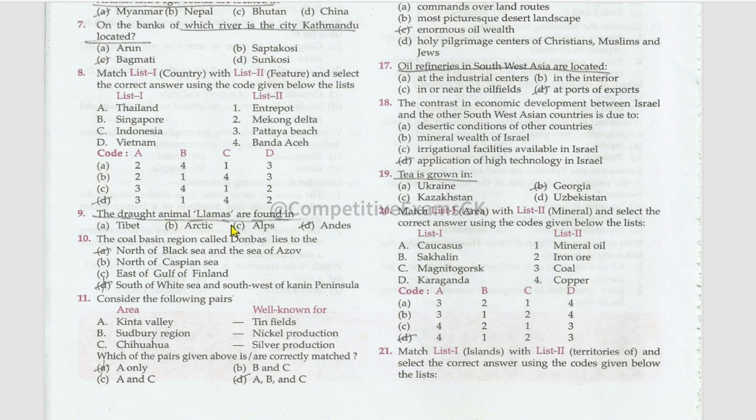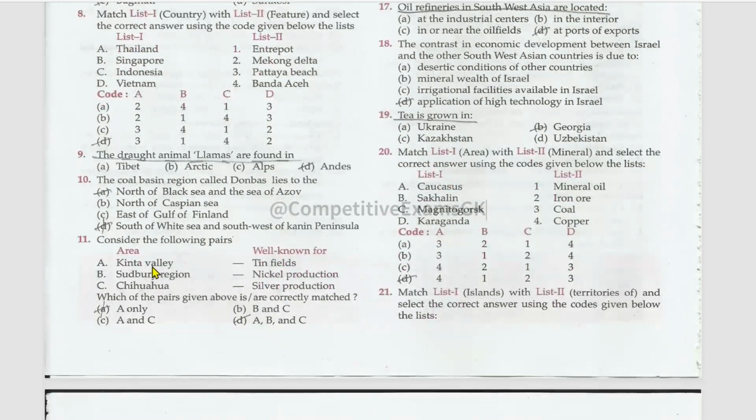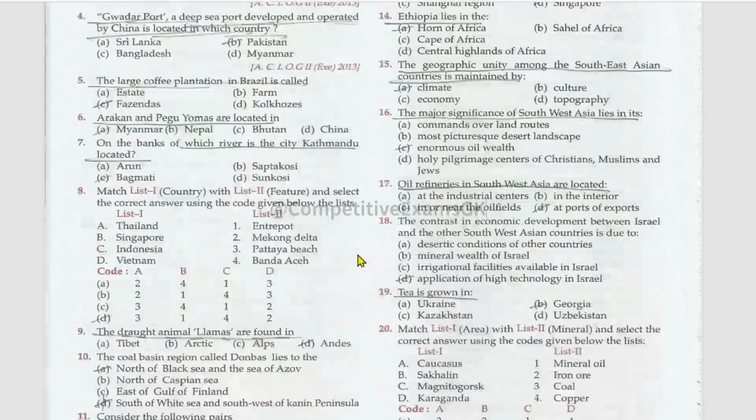The draught animal llamas are found in Andes. The coal basin region called Donbass lies to the north of Black Sea and Sea of Azov. Consider the following pairs. Which of the following pairs are correctly matched? Kinta Valley, tin fields. Sudbury region, nickel production. Chihuahua, silver production. All of these are correctly matched and these are well known for these.